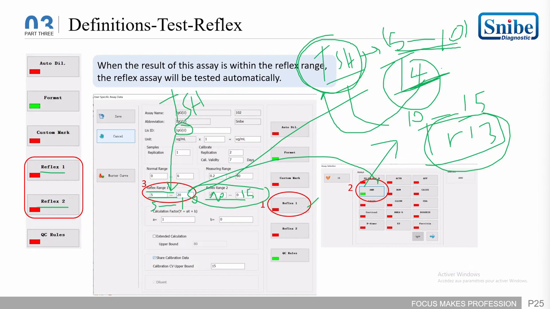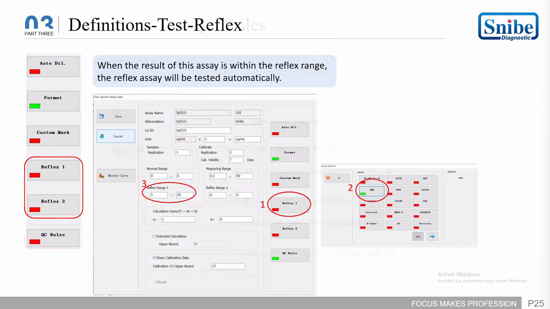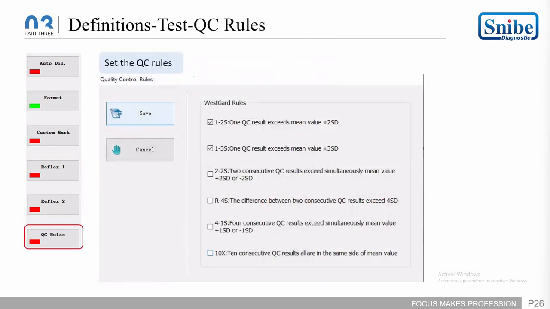So using the reflex tests, we can reduce the time for the diagnostic. So instead of going to the doctor and back to the lab again to run other tests, we can do it during the first time, because we are sure that the doctor will ask for these tests. Then we have the QC rules, some Westgard rules that the customer can choose freely as required.